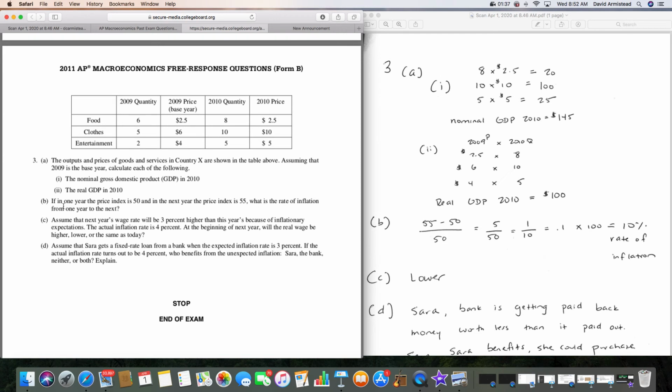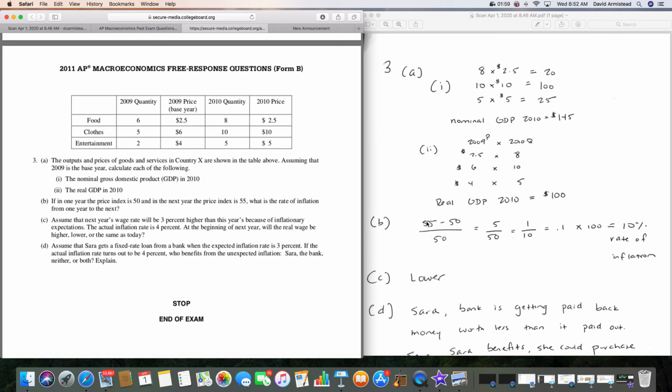B, if in 1 year the price index is 50 and the next year the price index is 55. Another way of saying price index is GDP deflator. So if the GDP deflator is 50 and then the next year is 55, what's the inflation rate? All right, what is it? It's current year minus base year over base year times 100. Or year you want minus base year over base year times 100.